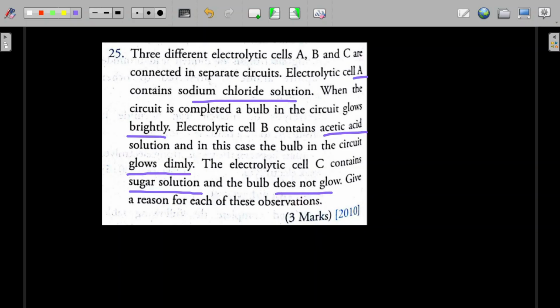Same thing you have to explain. Sodium chloride is a strong electrolyte, completely dissociates in water, hence has more number of free ions. Therefore, the bulb glows brightly. Whereas acetic acid is a weak electrolyte, with less number of ions. The bulb glows dimly. Then lastly, sugar solution, that will be a non-electrolyte. It has no free ions. Hence the bulb will not glow.